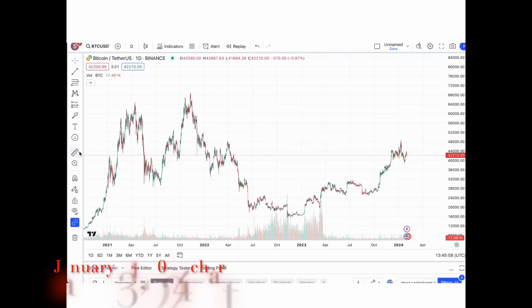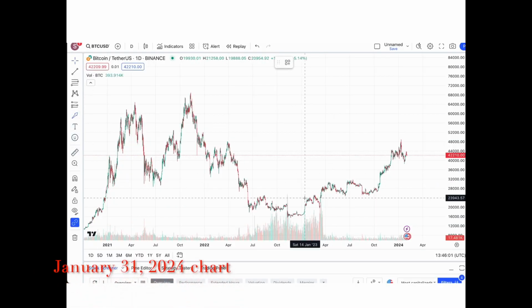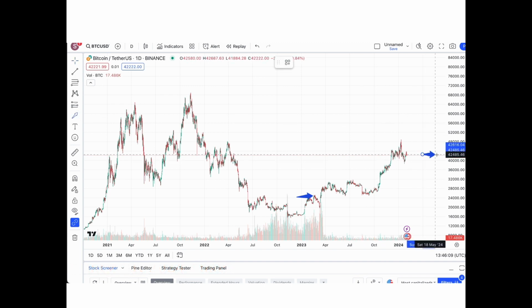That video was taken in February 2023 when Bitcoin was trading at around the 23,000 levels. Right now, Bitcoin is trading between 42,000 and 43,000 levels as of January 31, 2024.